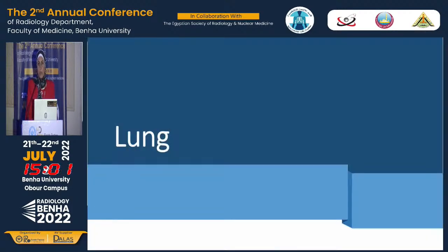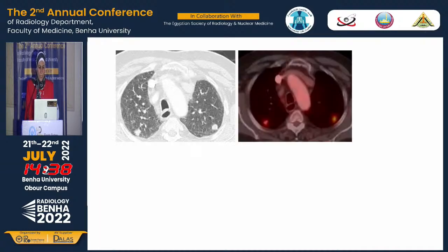Let's start with the question that most of you are asking. Why can PET MRI evaluate the lung? Because we all know that CT is superior to MRI in evaluation of pulmonary nodules. So MRI has this as a weak point in evaluation of metastatic disease regarding pulmonary metastasis. But fortunately, we will see how we can solve this issue.